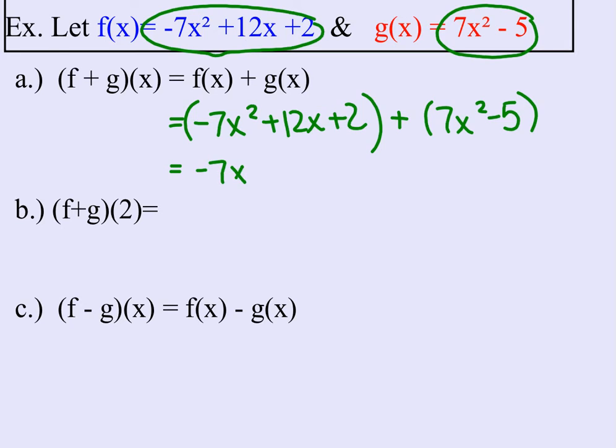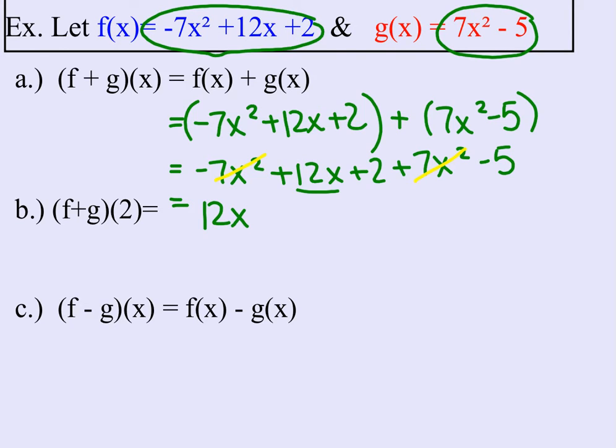So we'll get negative 7x squared, 12x, 2, 7x squared minus 5. So I've dropped the parentheses, now let's see where some like terms are. Well, we have negative 7x squared and positive 7x squared will cancel out, they undo each other. And then we have a positive 12x. And we have like terms with this positive 2 and this negative 5. So 2 minus 5 is negative 3. So f of x plus g of x equals 12x minus 3.